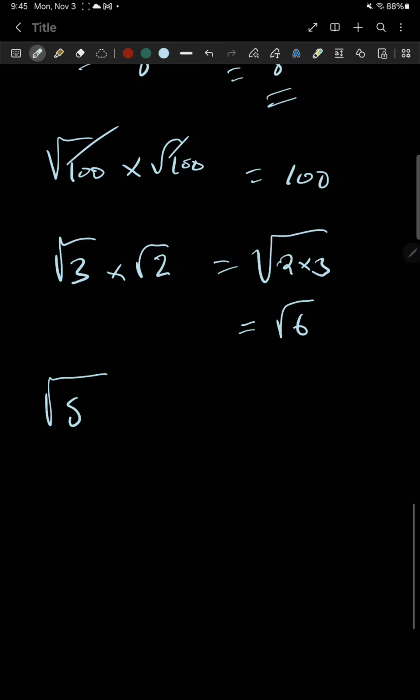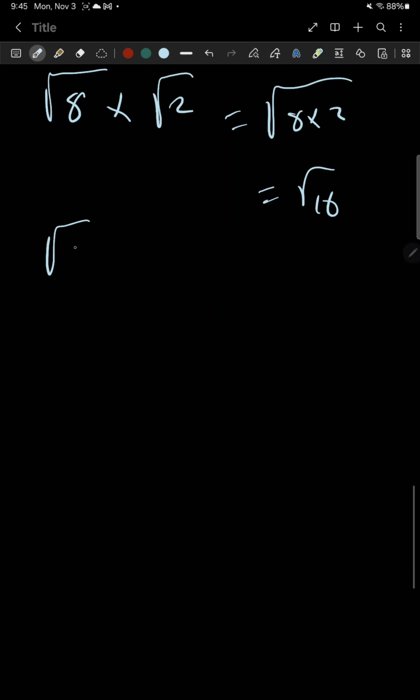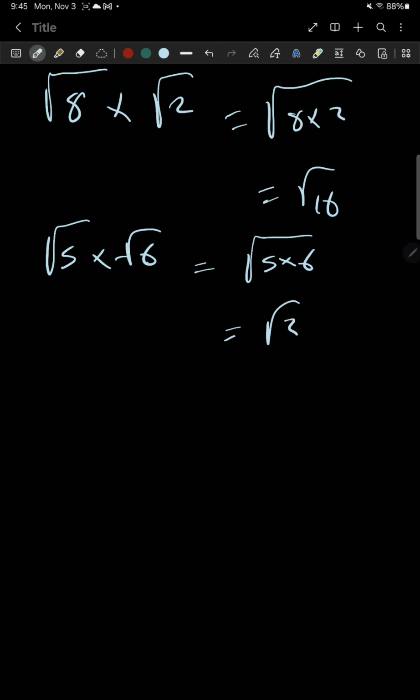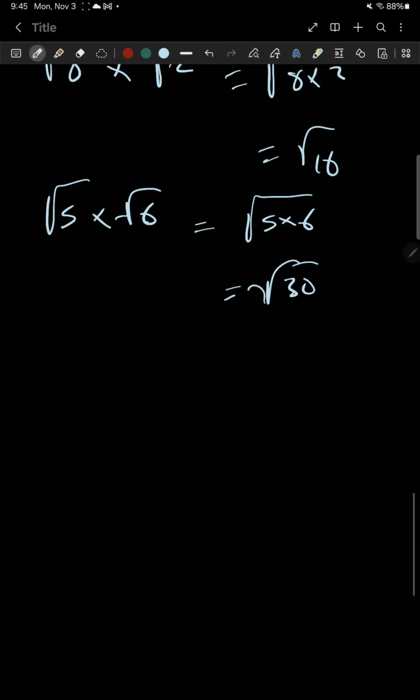For example, the square root of 8 times the square root of 2, the answer is the square root of 8 times 2, which is the square root of 16. I don't know if you get it. The square root of 5 times the square root of 6, because what is inside is different, the answer will be the square root of 5 times 6, which is the square root of 30. I hope you're getting this.